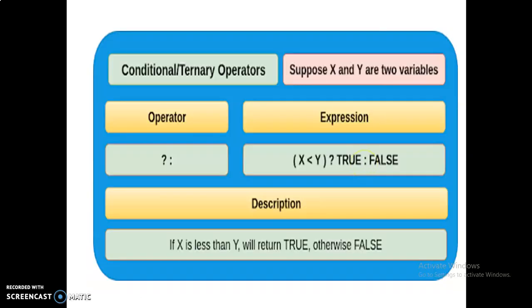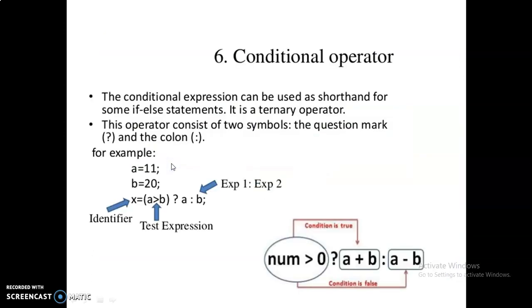The next operator is the conditional operator or ternary operator. This operator has two names. You can call it the conditional operator and also the ternary operator. The structure of this operator is a question mark and a colon.